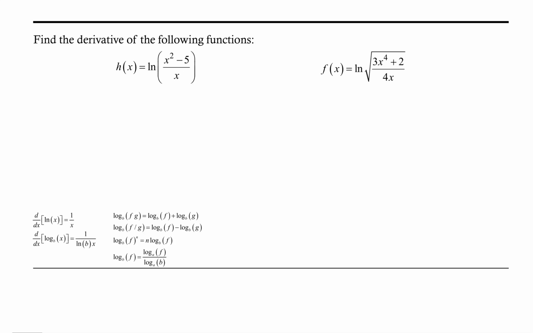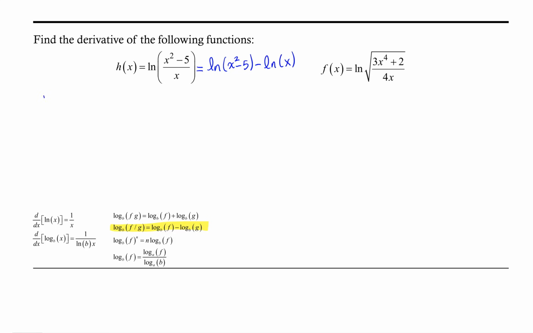Now, alternatively, I could use the power of some of the properties of logarithms, specifically this property that says the log of a quotient is equal to the log of the numerator minus the log of the denominator. And what this will do for me is it will avoid the necessity for using the quotient rule. So let's take a look at what that would look like. So natural log of (x squared minus 5) over x would then become the natural log of (x squared minus 5) minus the natural log of x.